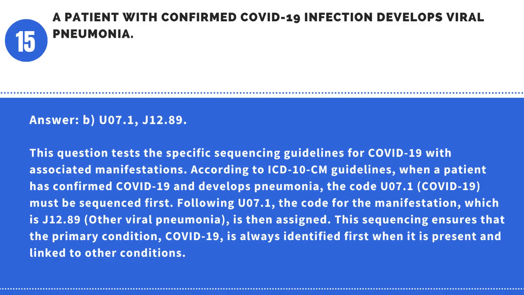U07.1, J12.89. This question tests the specific sequencing guidelines for COVID-19 with associated manifestations. According to ICD-10-CM guidelines, when a patient has confirmed COVID-19 and develops pneumonia, the code U07.1 COVID-19 must be sequenced first. Following U07.1, the code for the manifestation, which is J12.89 other viral pneumonia, is then assigned. This sequencing ensures that the primary condition, COVID-19, is always identified first when it is present and linked to other conditions.